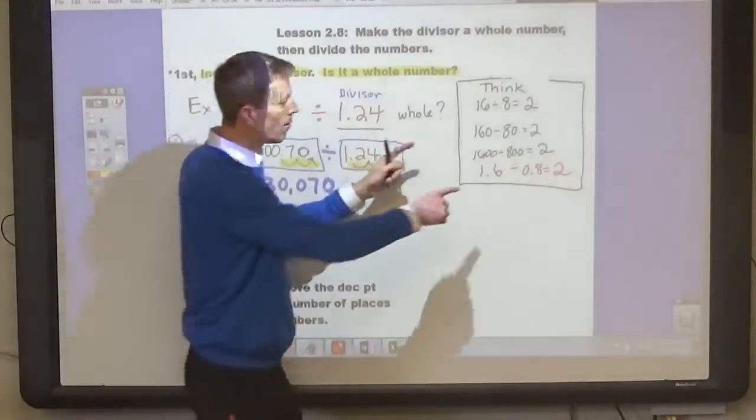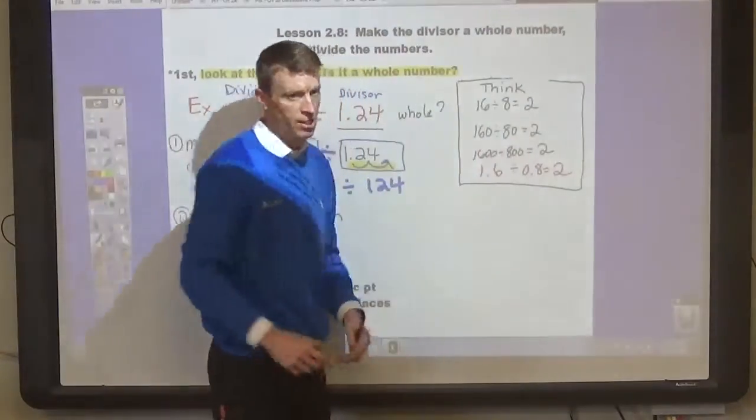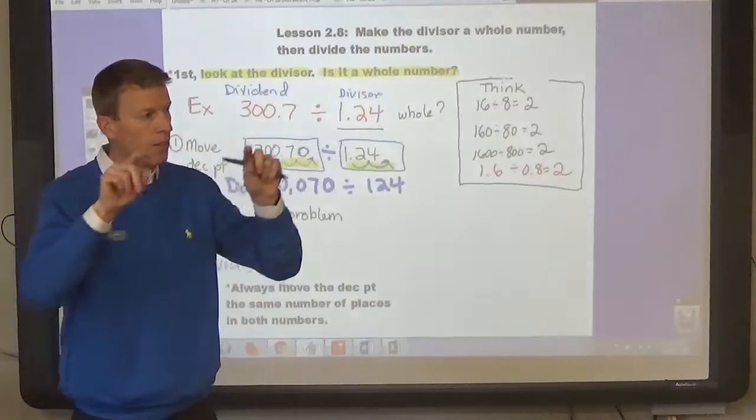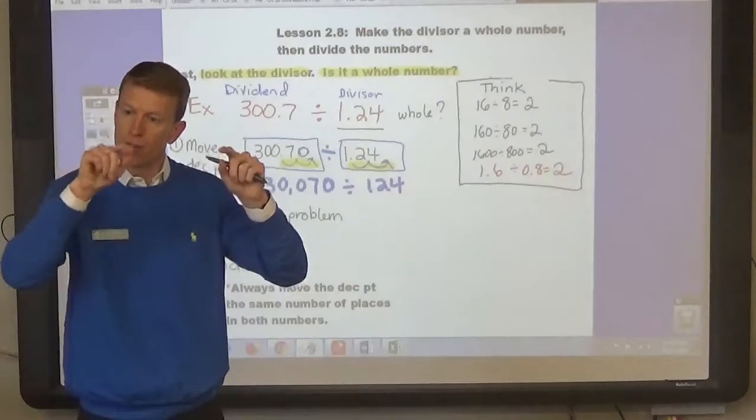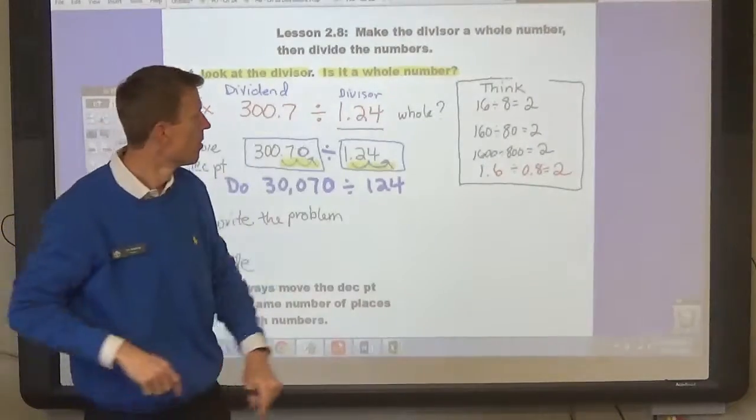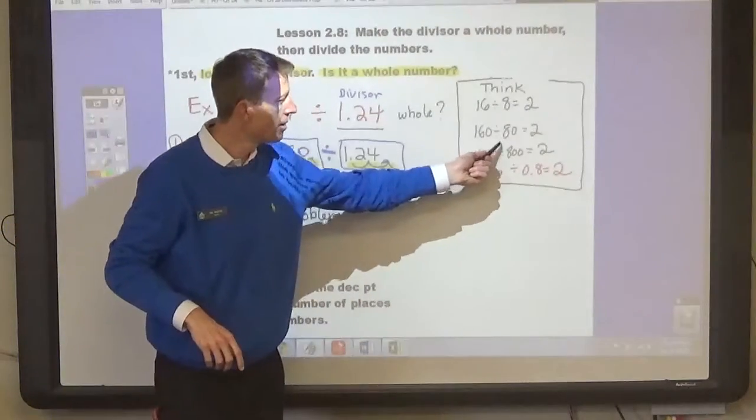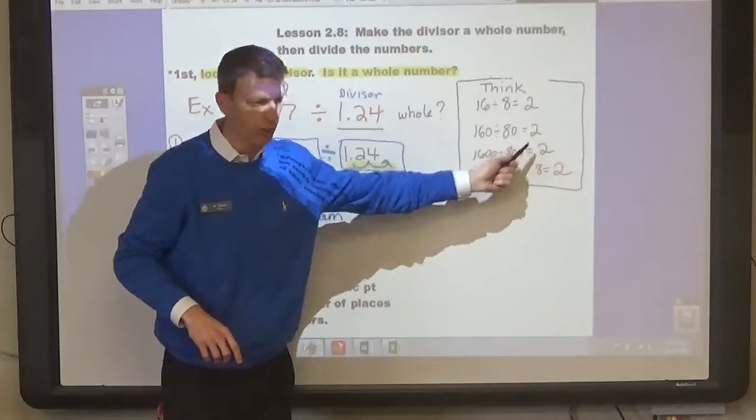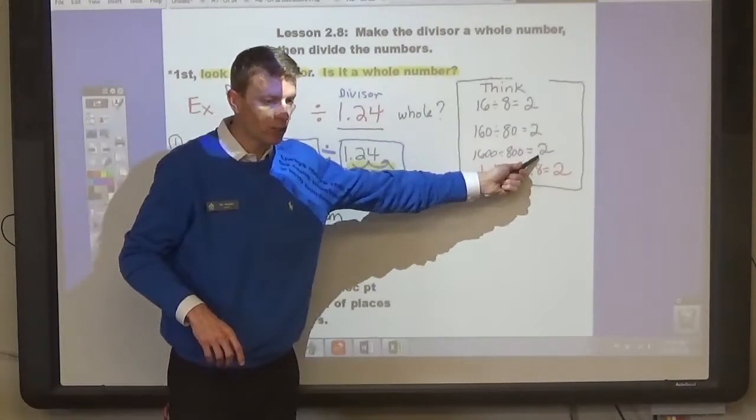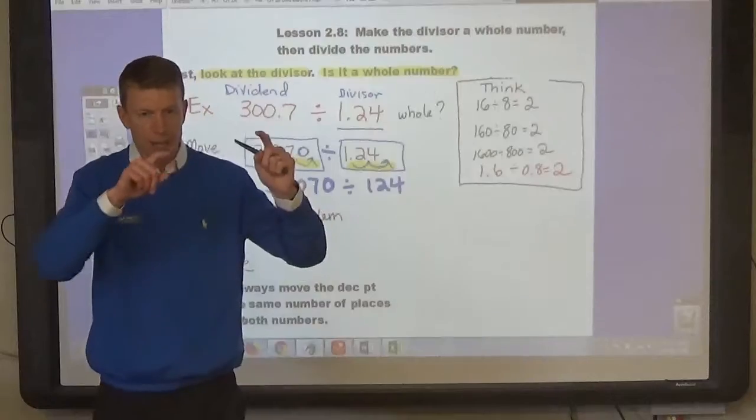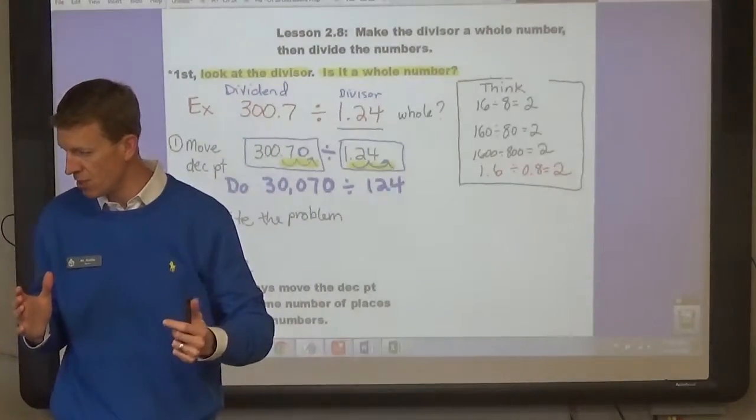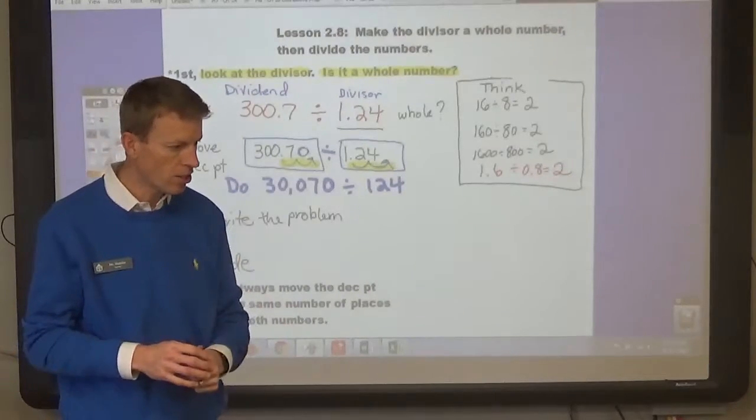You can move the decimal point in both numbers as many places as you wanted to, as long as you move the decimal point the same number of places in both numbers. Look, 160 divided by 80 is also 2. 1,600 divided by 800 is also 2. By moving the decimal point the same number of places, you don't change the answer. It just makes it easier to divide.